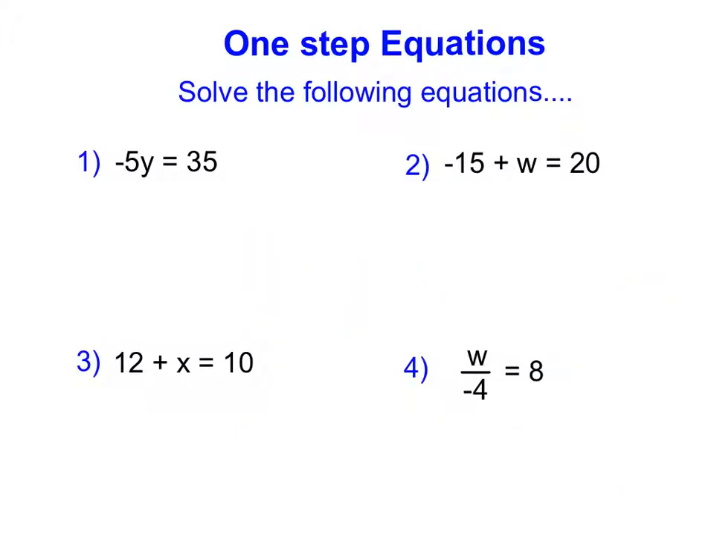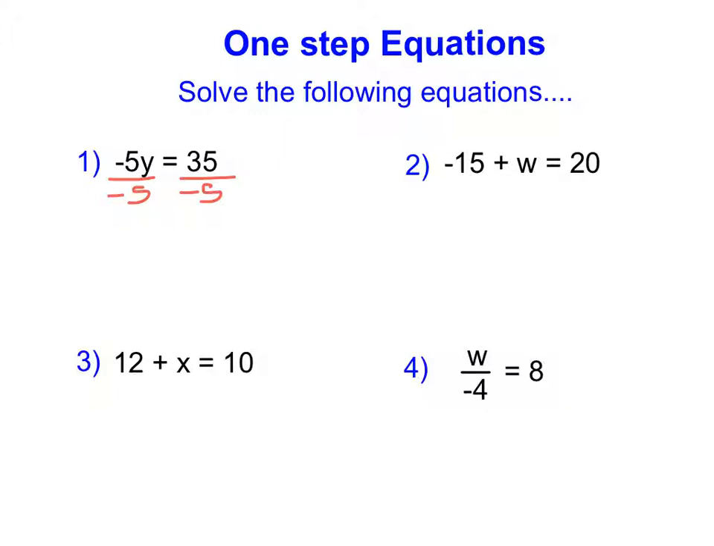All right, so here we're just going to use the strategies we talked about on the last few slides to solve these 5 equations for their missing variable value. So in problem number 1, what I notice is that I'm multiplying y by a negative 5. My way of undoing multiplication is to divide. So we're going to divide both sides by a negative 5.